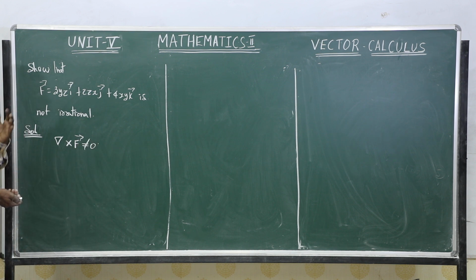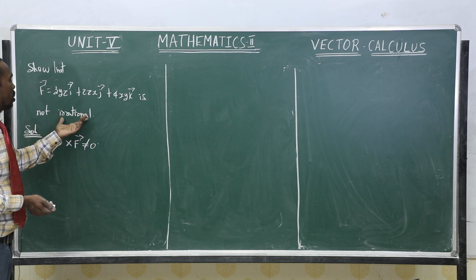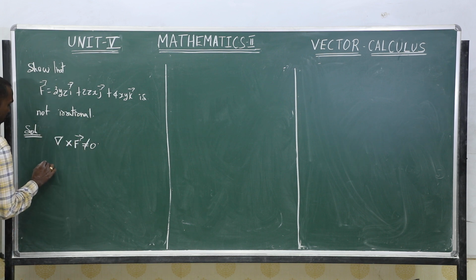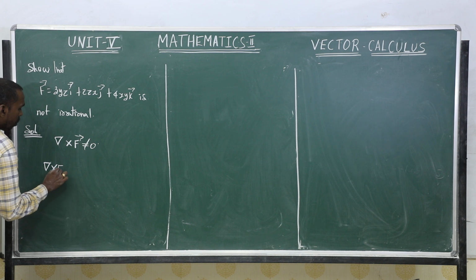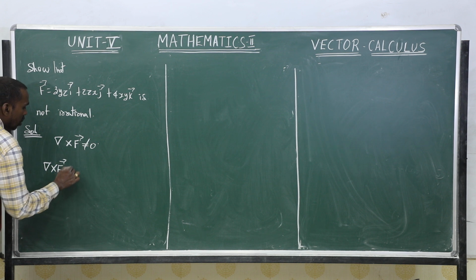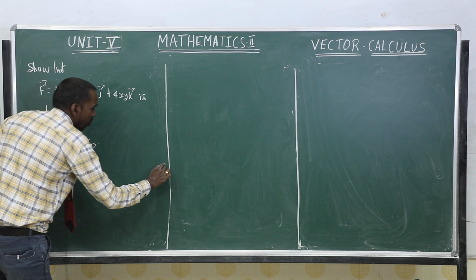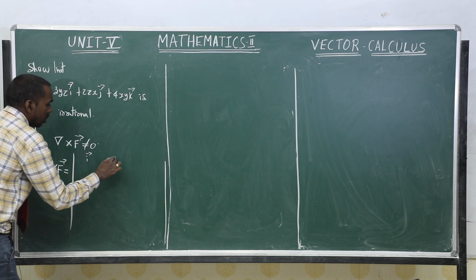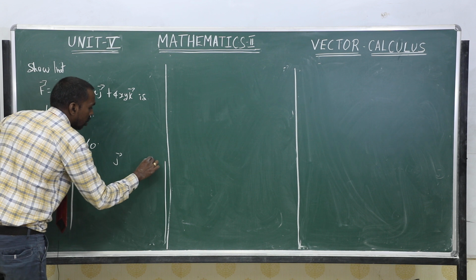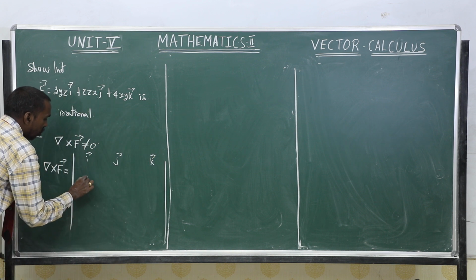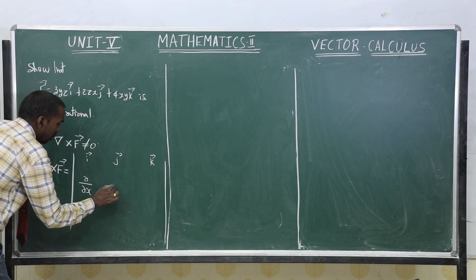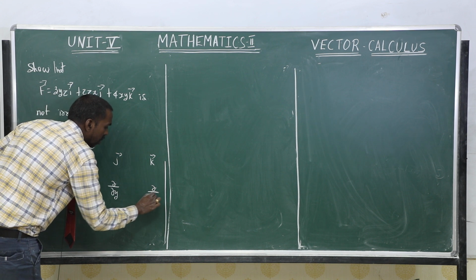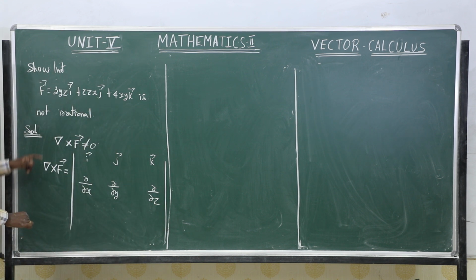So we have to find del cross F vector. How should you find del cross F? We put it in a determinant. Here i vector, here j vector, here k vector, here dou by dou x, here dou by dou y, here dou by dou z.